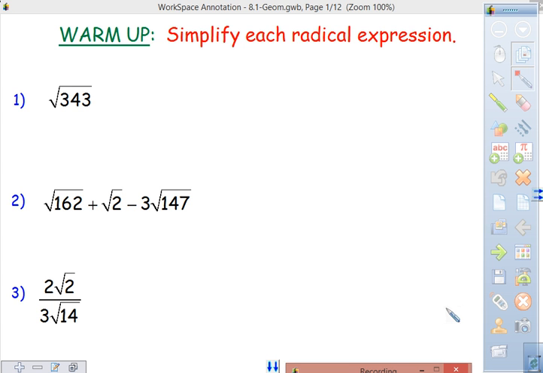Lesson 8.1, Pythagorean Theorem. These are some reducing radical questions from yesterday. We'll look at them when I get back.